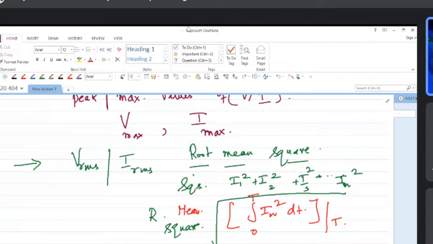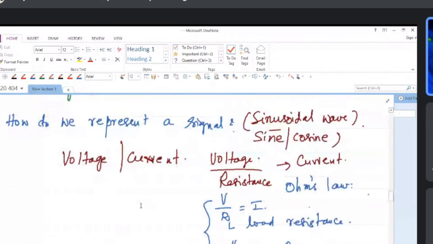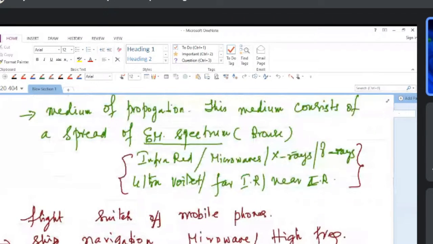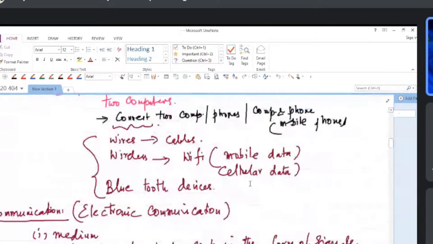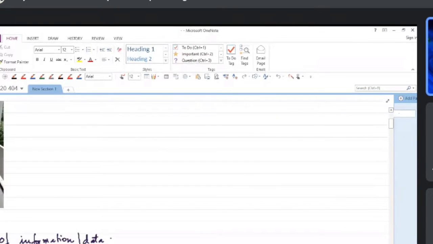So we're discussing how you represent a signal and what the medium for propagation is. This was what we discussed. Let's just recap what we've done.